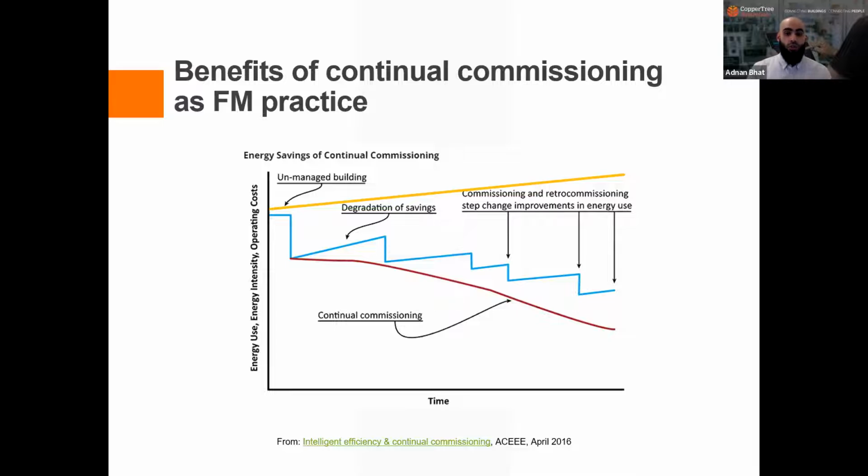And the red line shows the effect of continuous commissioning on energy use as new opportunities are constantly being identified and implemented. And finally, the yellow line shows the trajectory of energy performance if little or no effort is put towards managing the building performance. And now that we've gone through the importance of continuous improvement processes like monitoring-based commissioning as a facility management practice, let's talk about the tools that make this process efficient.